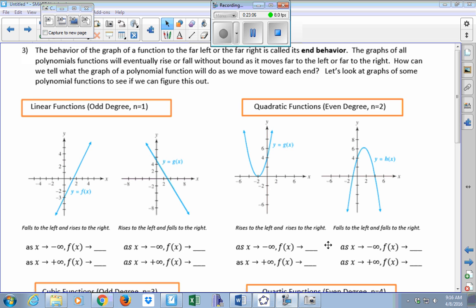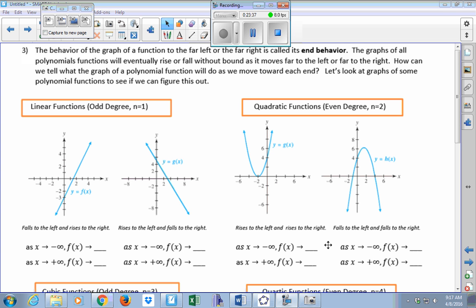Get what I'm doing? All you have to remember are these two functions that you're very familiar with. If it's an odd degree function, that means your highest power is odd, it's going to have end behavior like one of these. If it's an even degree function, it's going to have end behavior like one of these. Either both arms are up or both arms are down. How do you know? The leading coefficient will tell you.